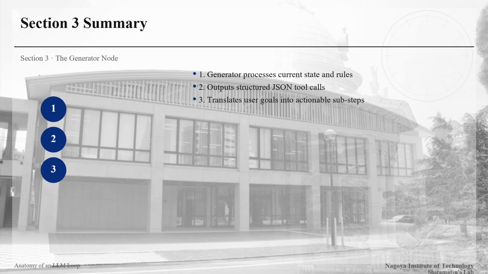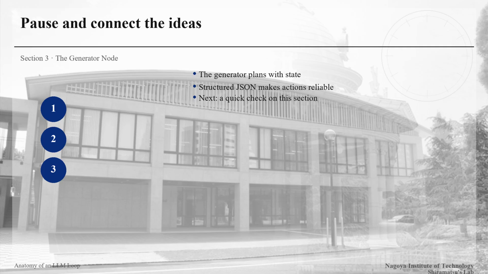The generator reads state and rules, outputs structured tool calls, and turns goals into substeps. Pause here. The generator plans from state and uses structured JSON for reliable actions.